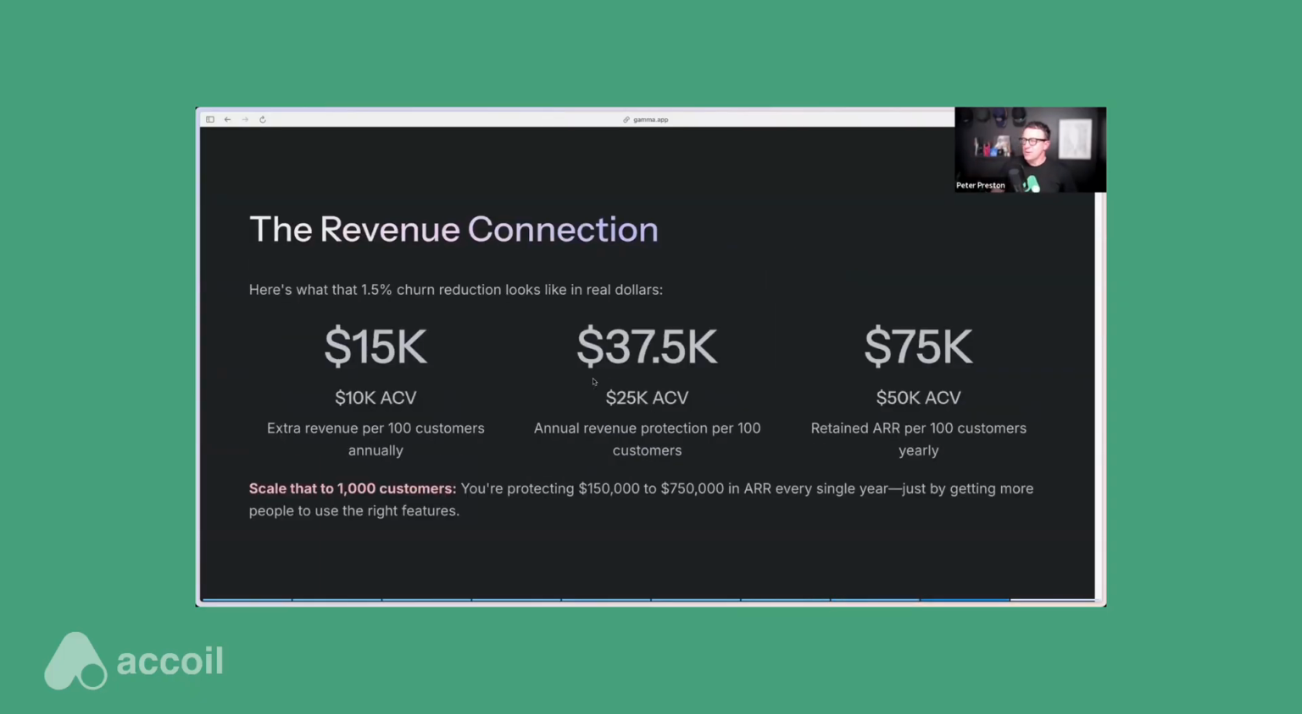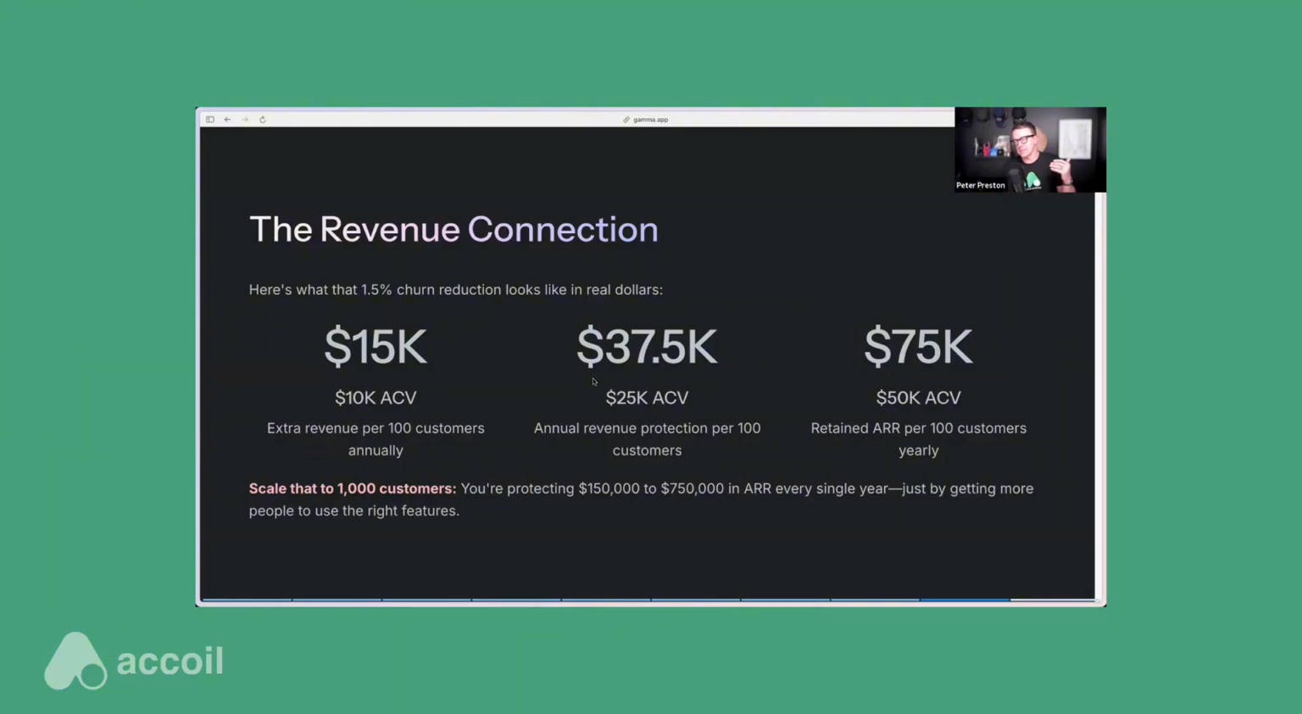So how does this connect to revenue, and why is this actually important? A 1.5% reduction in churn in real dollars can have a big impact on any business, I think, right? And so what we're looking at here is extra revenue per 100 customers. So you can scale this up if you want. But if you're reducing churn by 1.5% for every 100 customers, that is an increase in $15,000 per year if you've got a $10,000 annual contract value.